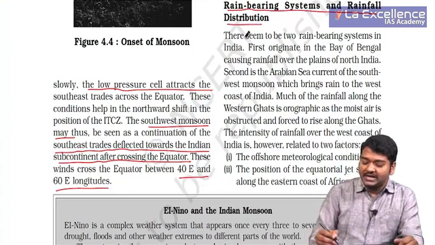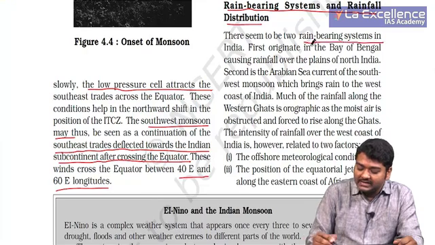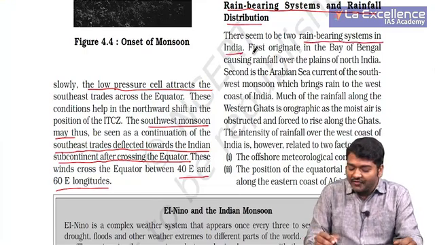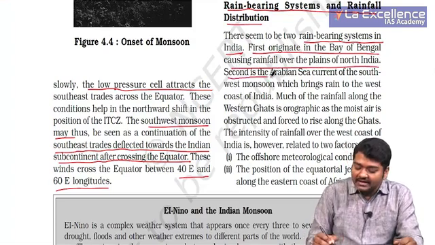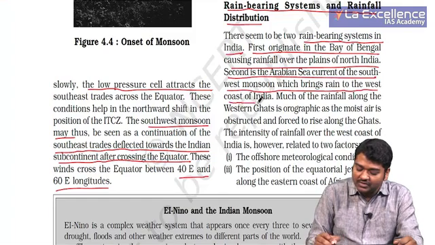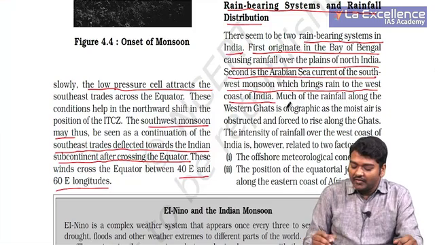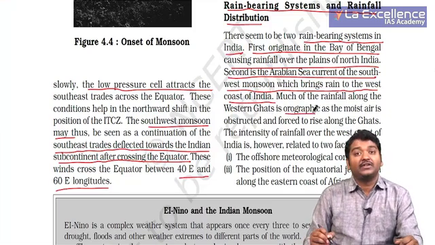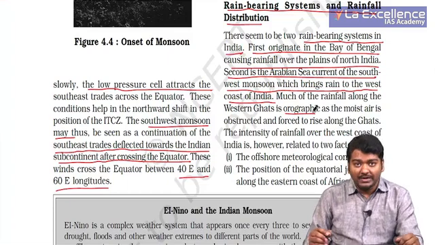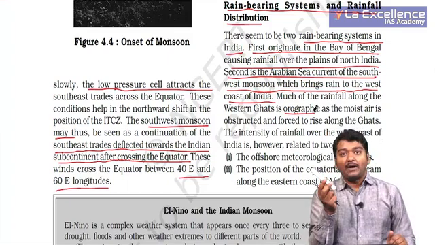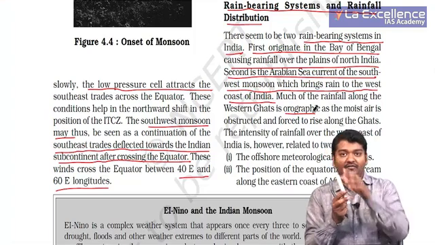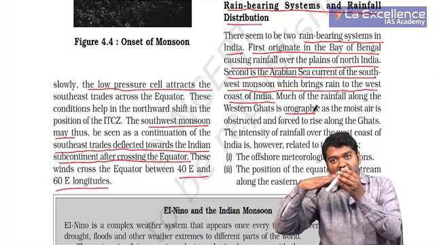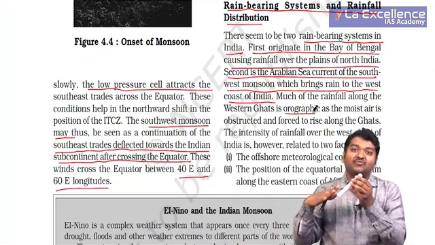Here you all have to understand that there are two rain bearing systems of India. The first originates in the Bay of Bengal. I have already explained this to you in detail. Second is the Arabian Sea current of the southwest monsoon, which brings rain to the west coast of India. Much of the rainfall along the Western Ghats is orographic, that is because of mountains being present. I have already told you that whenever you have mountains, the clouds start rising and the rising clouds will condense and give heavy rainfall. But once it comes down, it gets heated up and doesn't give much rainfall.